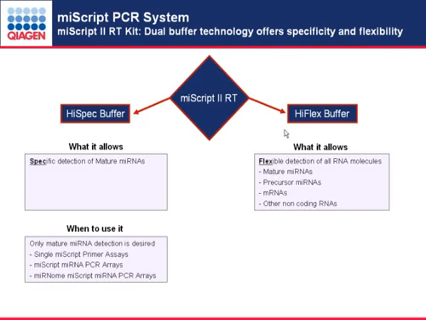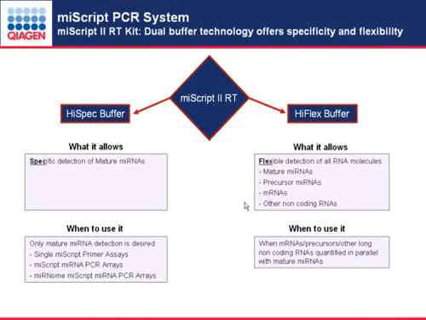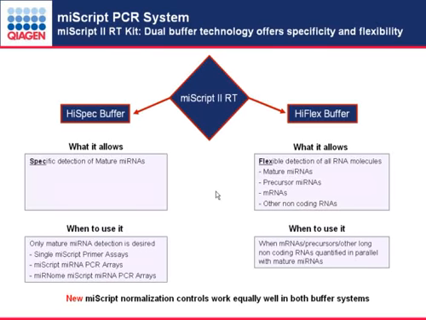The second buffer found in the miScript II RT kit is the miScript HiFlex Buffer. And what this buffer allows is unparalleled flexibility to detect all RNA molecules from a single cDNA preparation. And this includes mature microRNAs, precursor microRNAs, mRNAs, and other non-coding RNAs. And this buffer is ideally used when mRNAs, precursor, or other long non-coding RNAs need to be quantified in parallel with mature microRNAs.